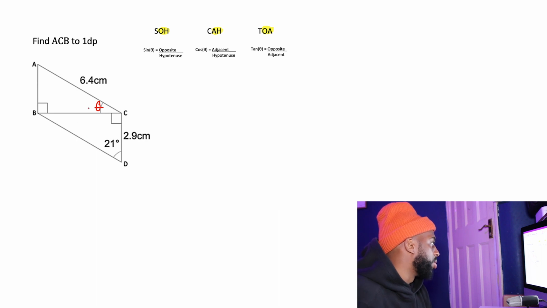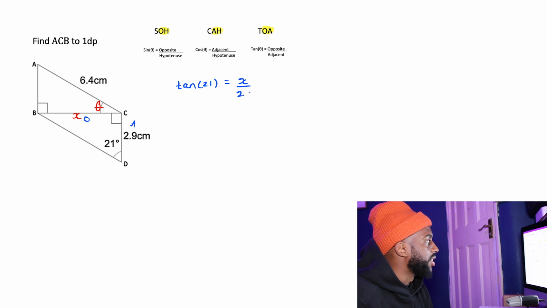So we're going to use that triangle below to find the mutual side that these two triangles share, which is BC. So we're going to try and find BC. I'm going to label that as X for now, and then we're going to label our bottom triangle. So that BC there is going to be our opposite side if we look at the bottom triangle, and 2.9 is going to be our adjacent because it shares the angle and the right angle. So we're going to use TOA, tan, because it's got O and A involved. So we've got tan, taking that angle there, 21, equals opposite, so X over adjacent, which is 2.9.